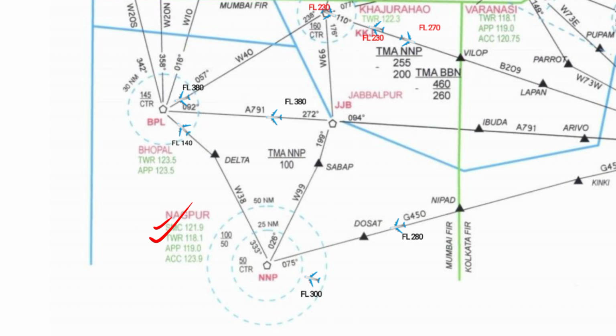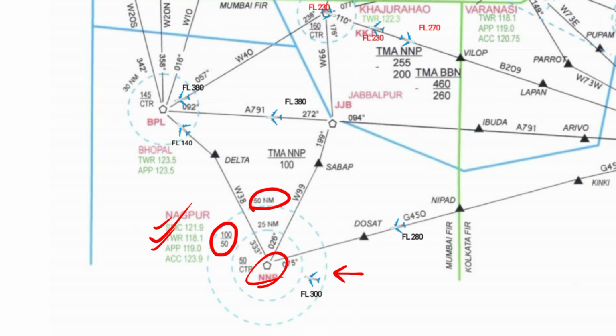The next controller is approach. His airspace is indicated with the second circle, the broken circle. His airspace is given here. Vertical limit is from 5,000 till 10,000, and horizontally 50 nautical miles. That means if you are within 50 nautical miles and within 10,000 feet of this Nagpur VOR, your controller will be Nagpur approach.